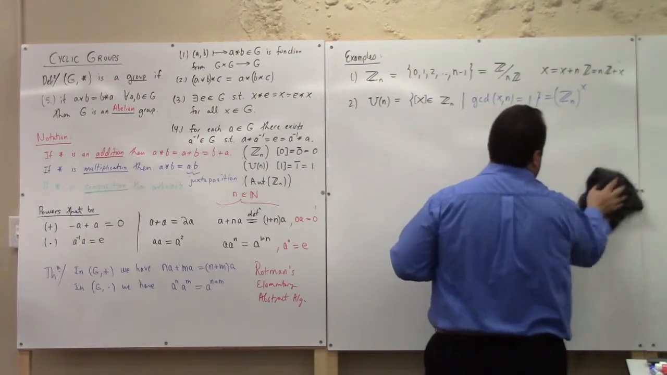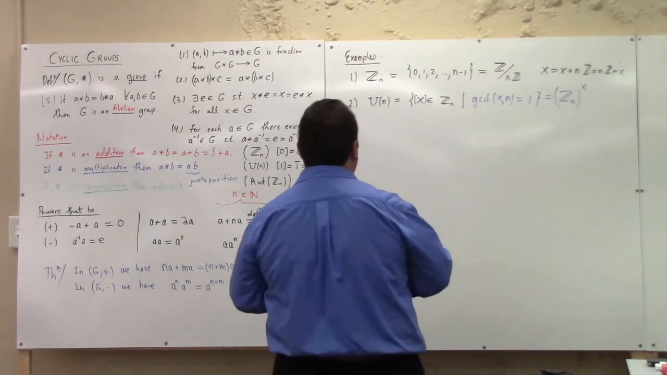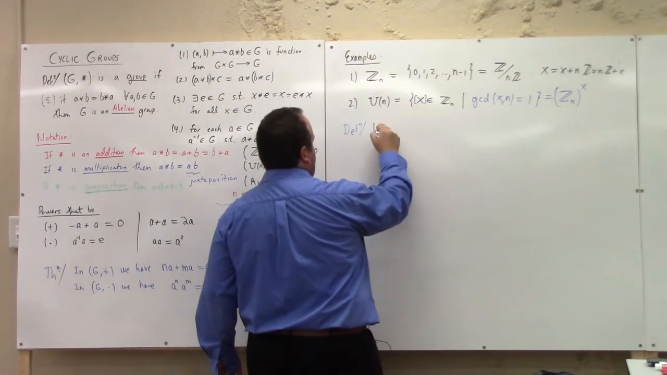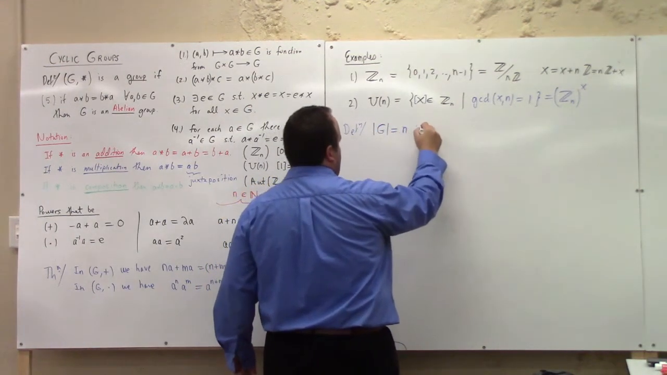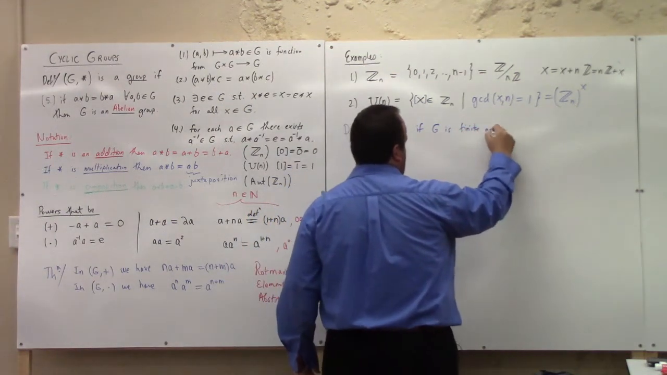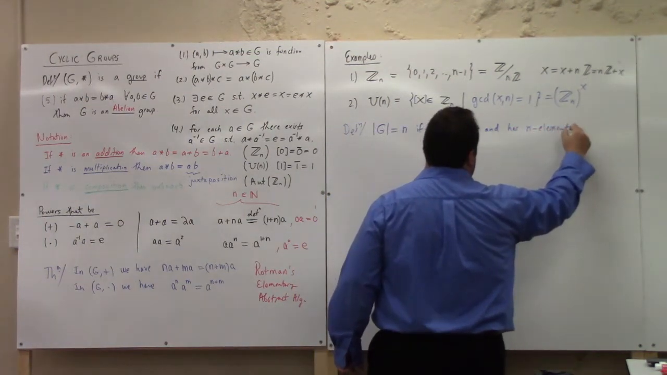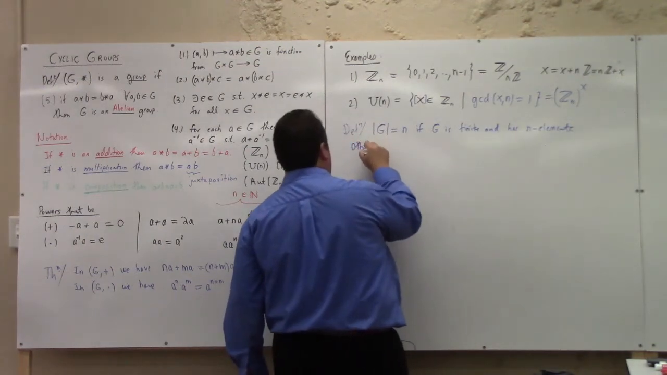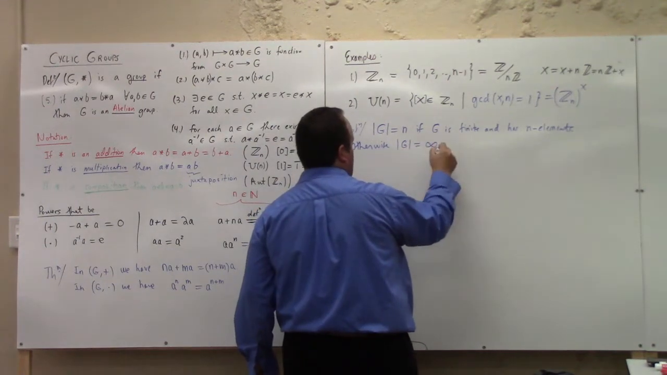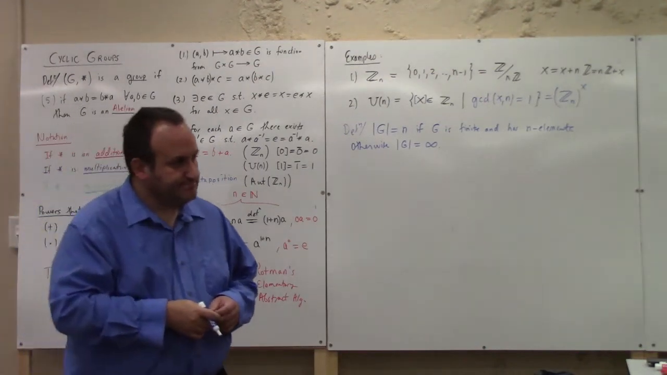Now, what else do we talk about in group theory? There's a lot of different things, but one of the things we like to talk about is the order of the group. Definition: the order of G is equal to n if G is finite and has n elements. Otherwise, the order of G is infinity. Otherwise, it's an infinite group. It's either a finite group or it's not.